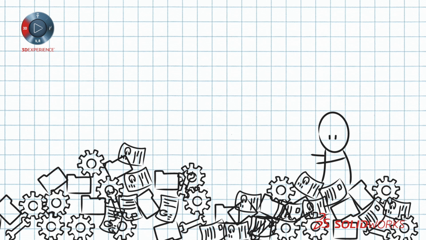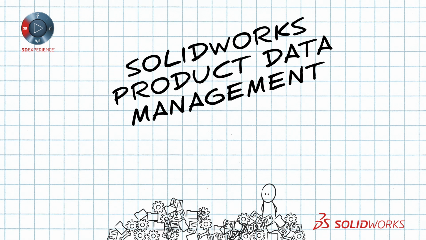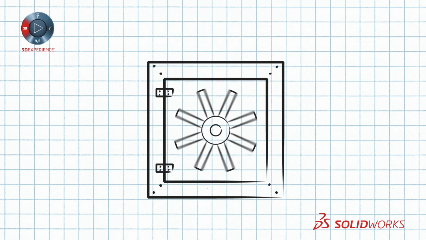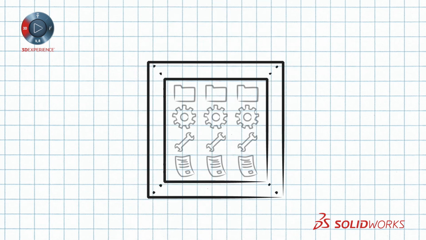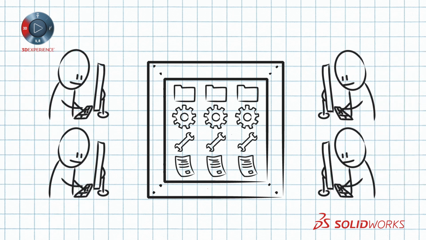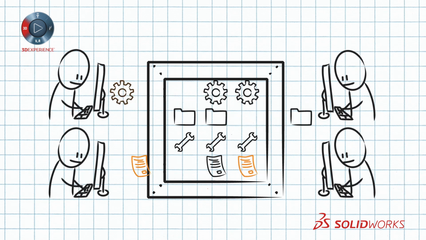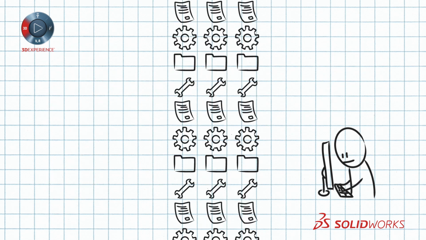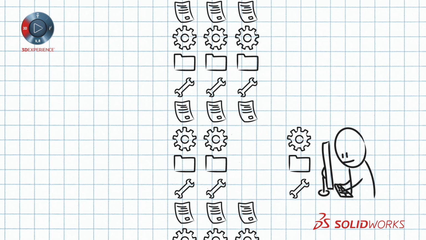So, what can you do to make it better? Enter SOLIDWORKS Product Data Management. PDM gives you a centralized vault and design file management tools so that everyone across your organization can access the most current data in a consistent way. You eliminate file redundancy and clutter. Everything is indexed, so finding the right file is fast and easy.